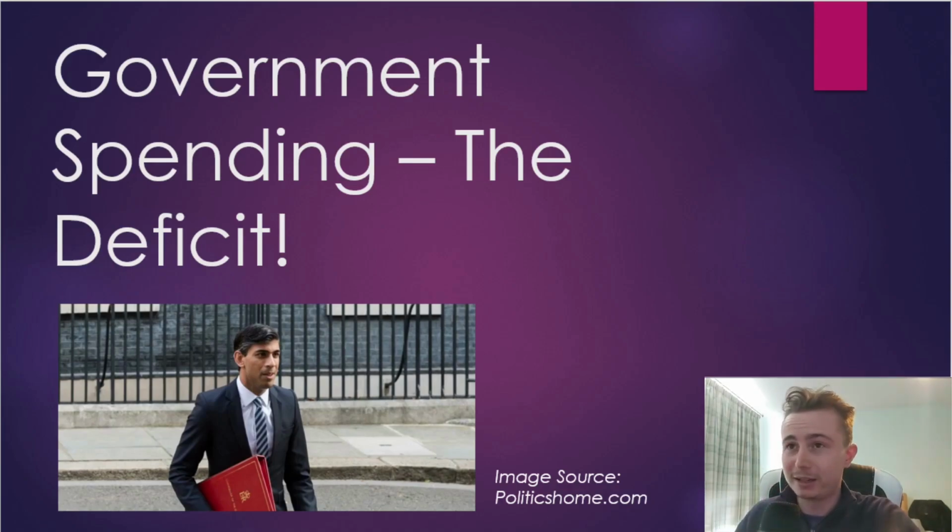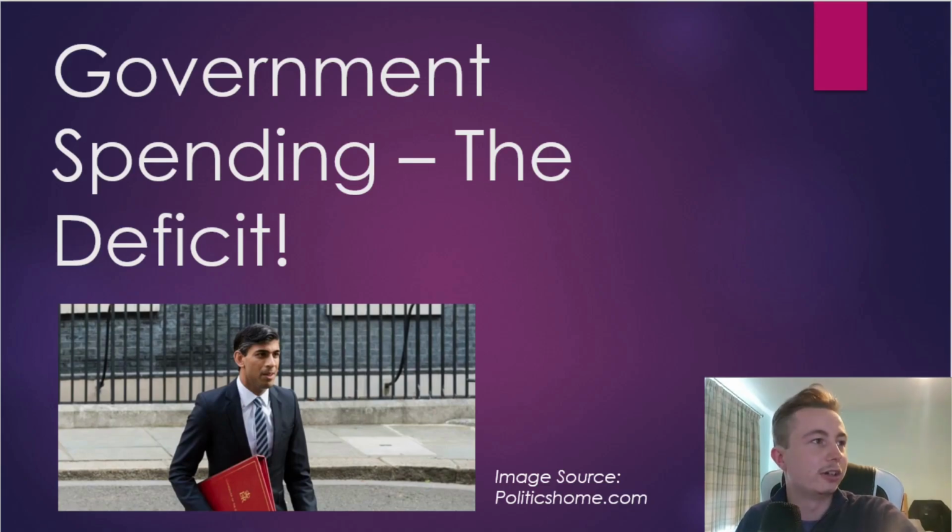Let's take a look at this first slide. Government spending, the deficit. Here we have an image of Rishi Sunak, who many of you may know. He's the Chancellor of the Exchequer. He's essentially the treasurer of the government books, so it's his responsibility to be in charge of spending the tax money and making sure the public sector runs. So I just thought I'd include that image on the front.